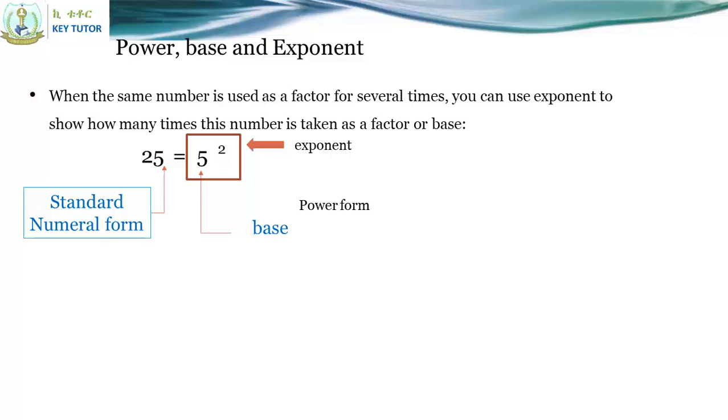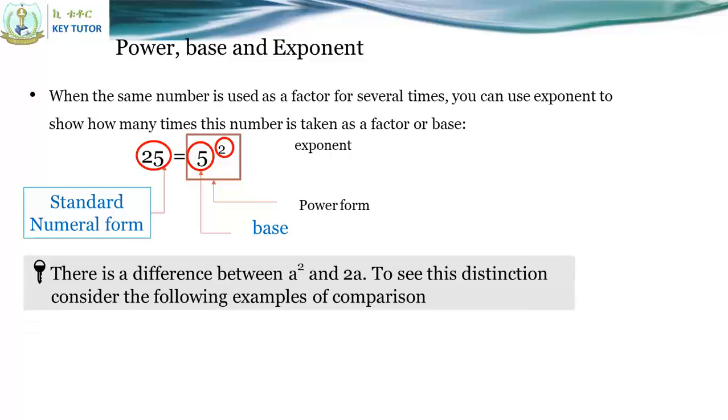If you take 25, the standard form of 25 is just this one, while 25 can be written as 5 to the power of 2. Hence here the base is 5, the exponent is 2. Together we have the power form of 25.